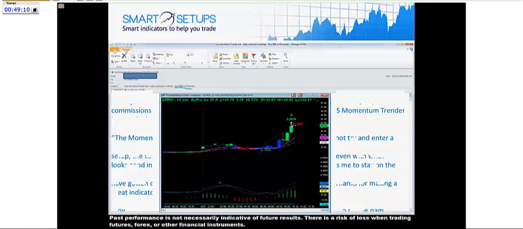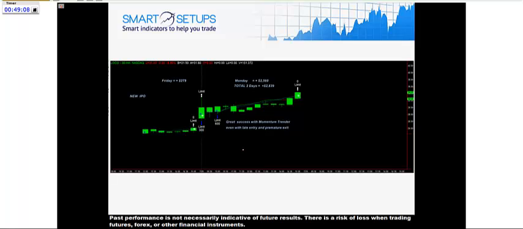Here's another one. Great success with the momentum trender, even with late entry and premature exit. New IPO, Loco, Friday plus 279, Monday plus 2560, total for 2 days plus $2,839.